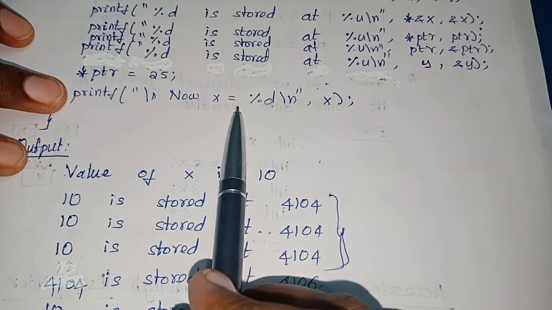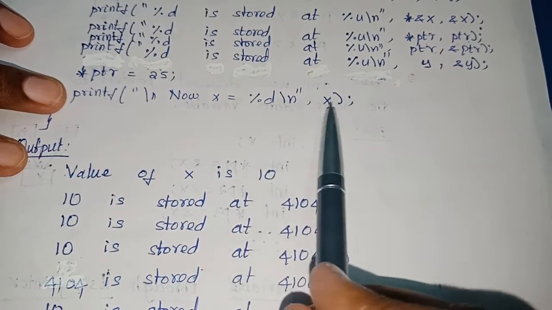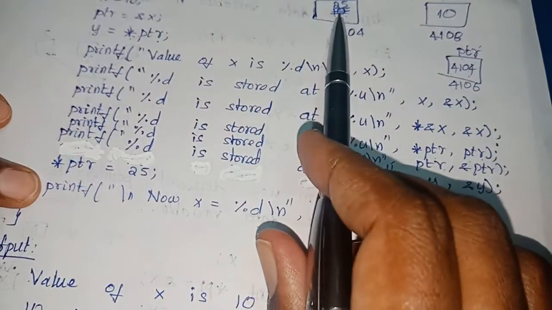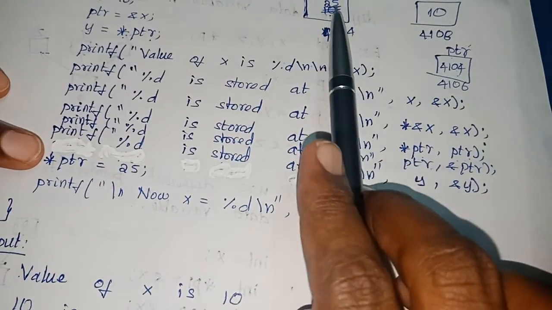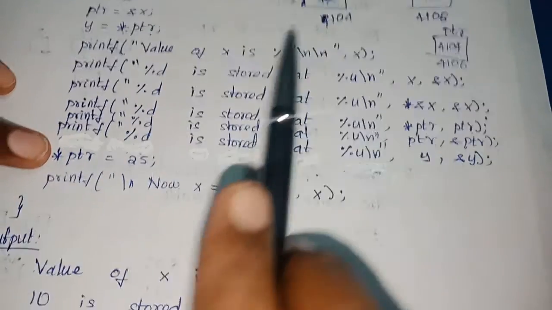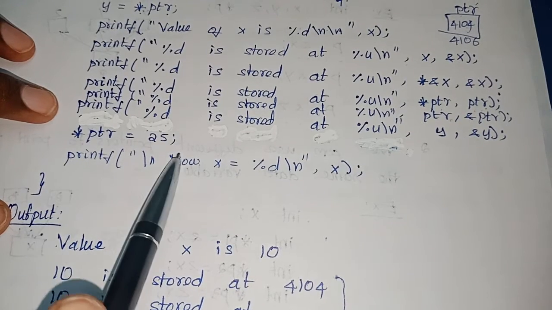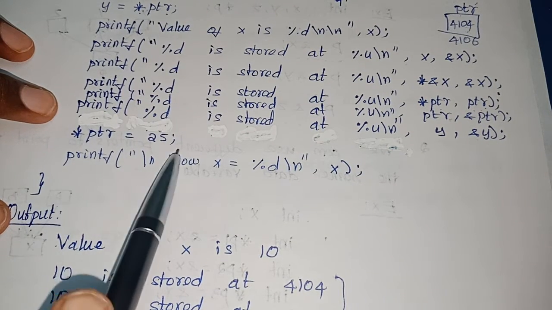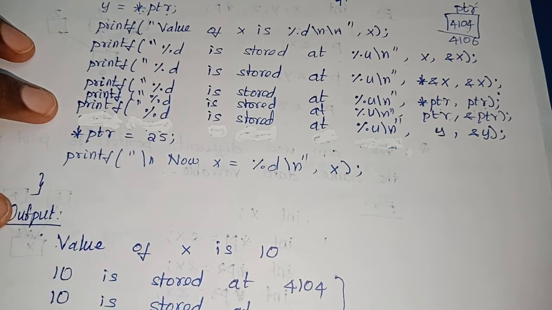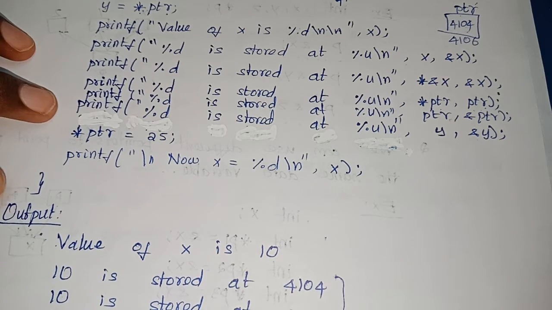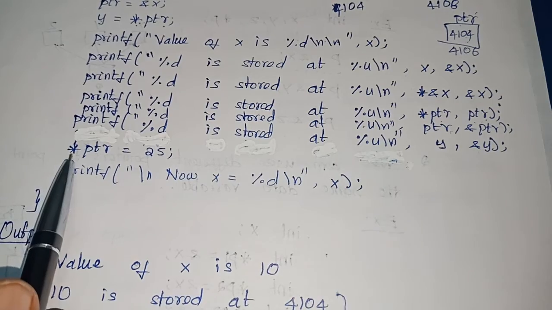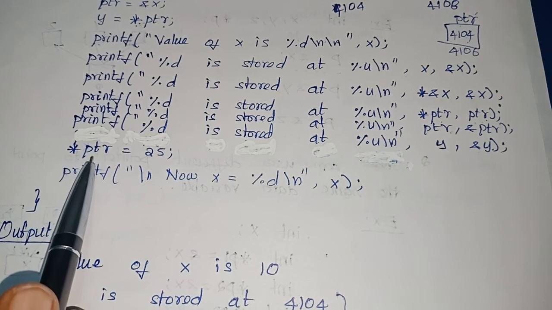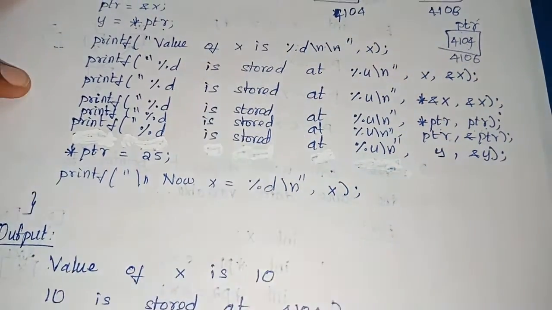Now x equal to &%d. What is %d? The value of x, 25. So now x equals 25. So I can change the value of x without using x. That is the more important point to be noted in this example. Here I haven't referred to x. I have just used the address and I have changed x.